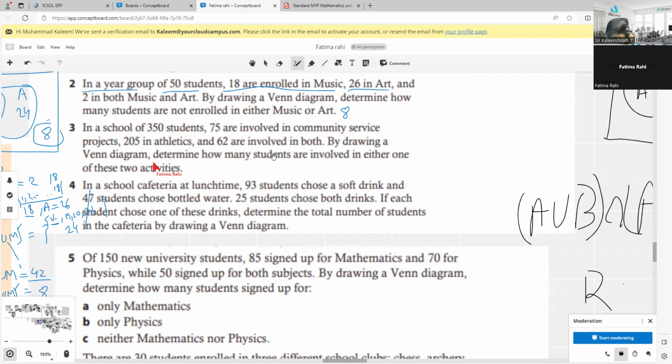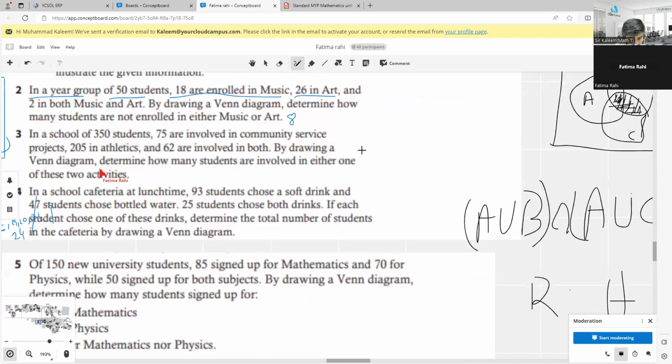Let's make a diagram firstly. We have two sets, again overlapping sets. First is total students 350. In community service, the students involved in community service, and in athletics, there are 62 students enrolled in both. Here it means that we have a 62. 62 students are involved in both athletics and community services.